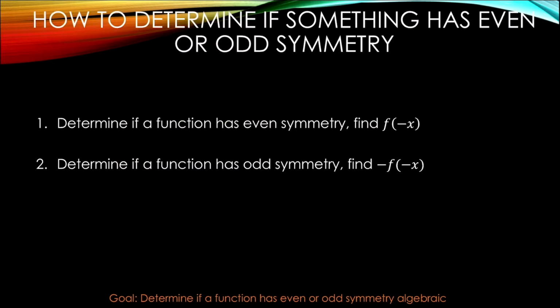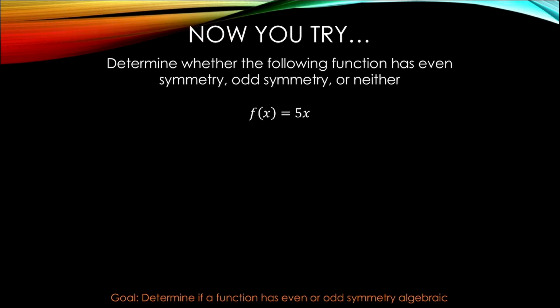Okay, so the big takeaways here: to determine if something has even or odd symmetry, we're going to determine if a function has even symmetry by finding if f of x is equal to f of negative x. And to determine if it has odd function symmetry, we're going to determine if f of x is equal to negative f of negative x. Okay, here are some now you try problems.